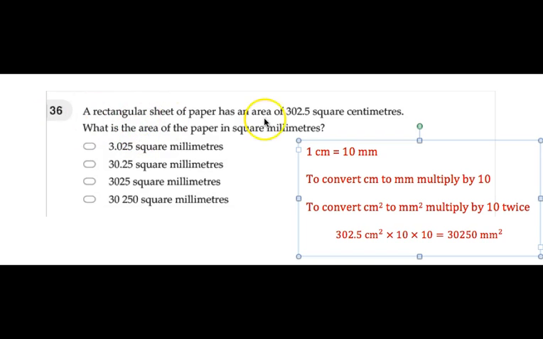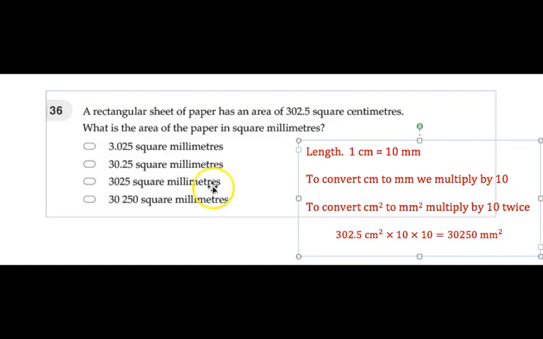Question 6. A rectangular sheet of paper has an area of 302.5 square centimetres. What is the area of the paper in square millimetres? Now, normal units of length, we know this conversion, that 1 centimetre equals 10 millimetres. So to convert length units, centimetres to millimetres, we multiply by 10. However, converting area units is different.